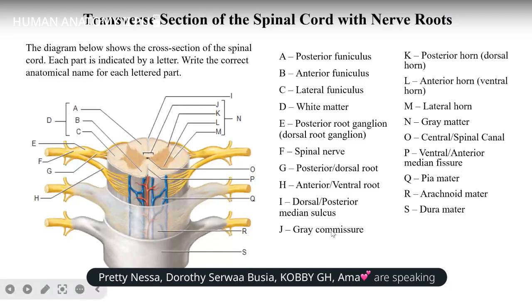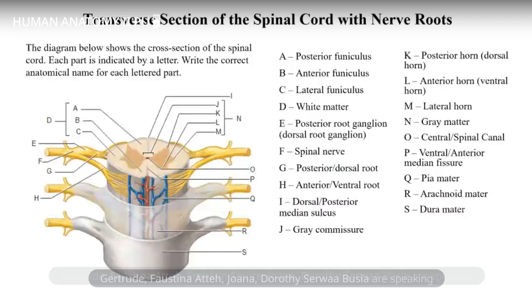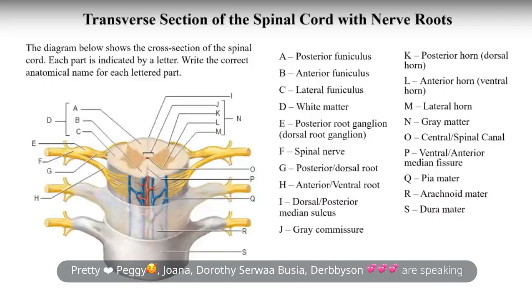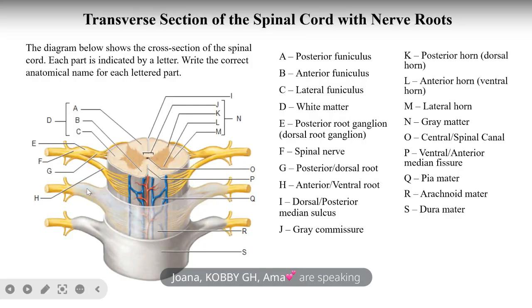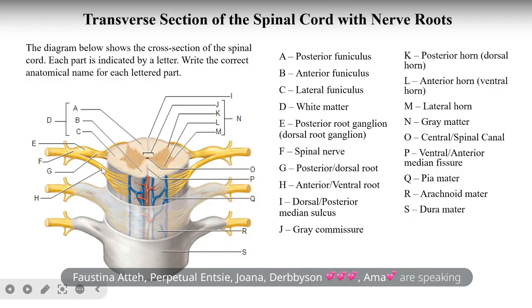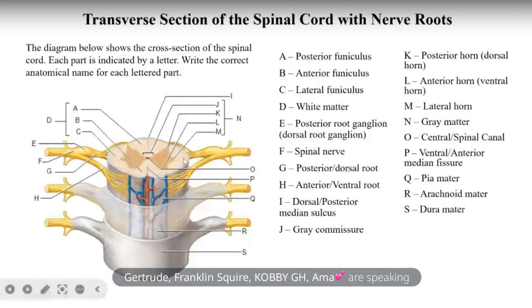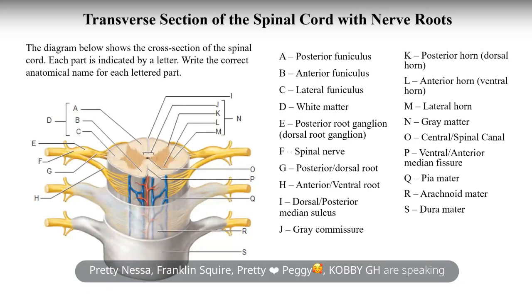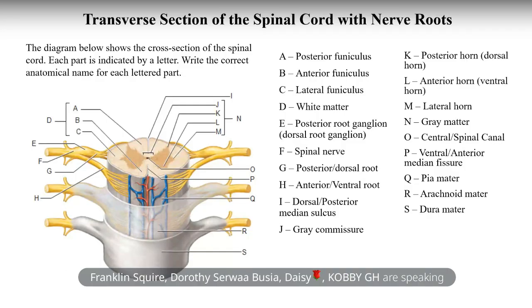Okay. Which part is G? Posterior root. The posterior root. Okay. Which part is H? Anterior root. Ventral root. Okay. When we put J, K, L, and M together, what do we get? Gray matter. Gray matter.